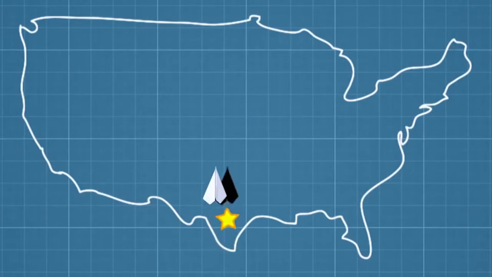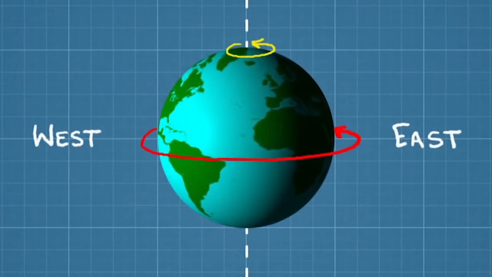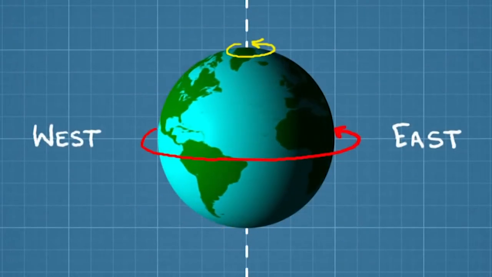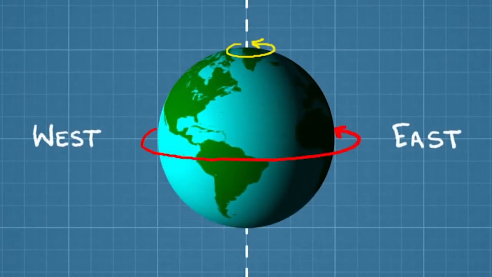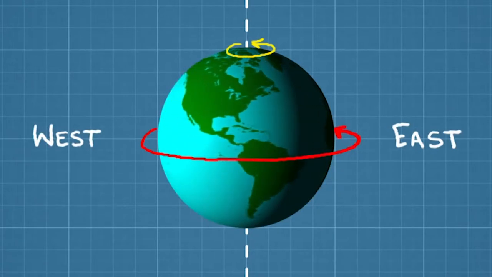In simple terms, the Coriolis effect makes things, like planes or currents of air, traveling long distances on Earth appear to move in a curve as opposed to a straight line. It's a pretty weird phenomenon, but the cause is simple. Different parts of the Earth move at different speeds.